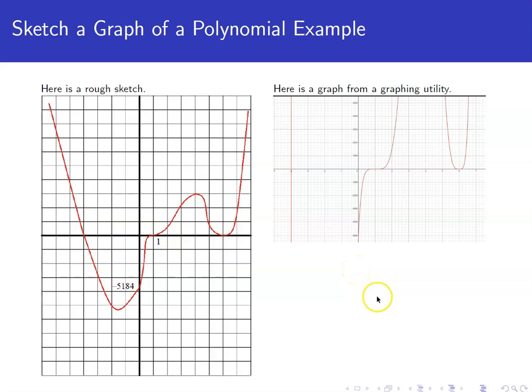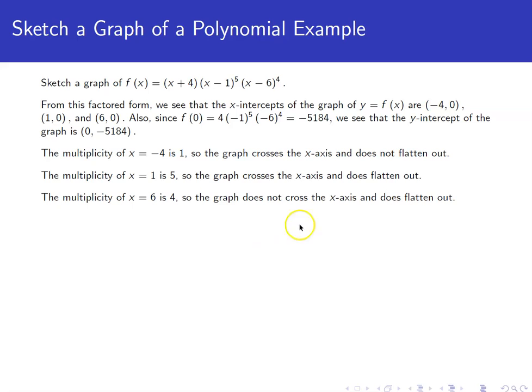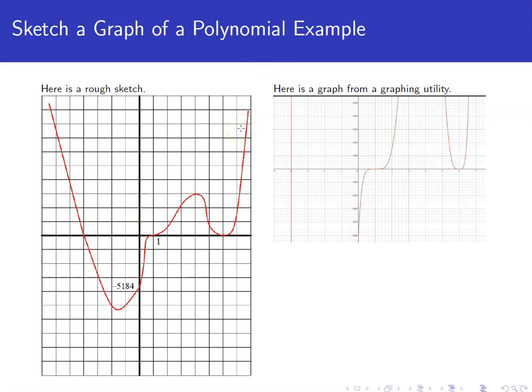So here's a very, very rough sketch of what this has to look like. Another piece of information that we could have used: notice that the degree of the polynomial is 10. 1 plus 5 plus 4 gives you 10 for the degree. And the leading coefficient is 1. So the leading coefficient will be positive and the degree is even, which tells you that both tails of the polynomial point up. So that's another useful piece of information to be able to sketch the graph.